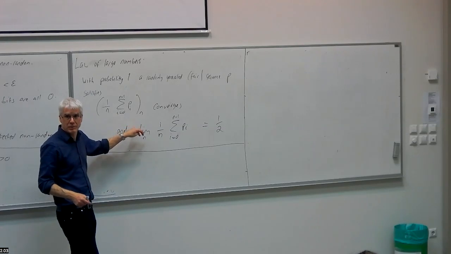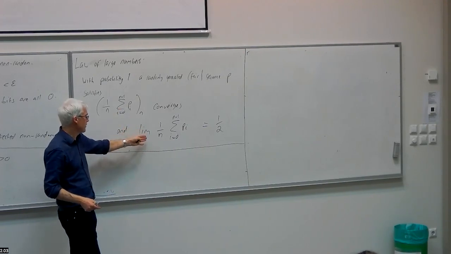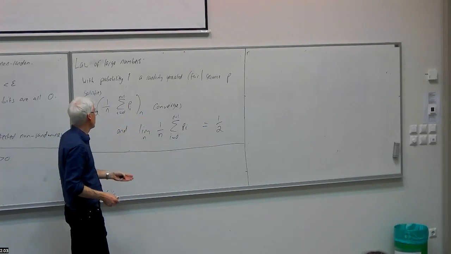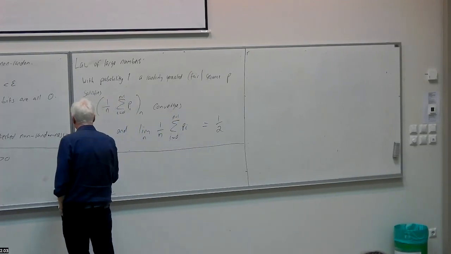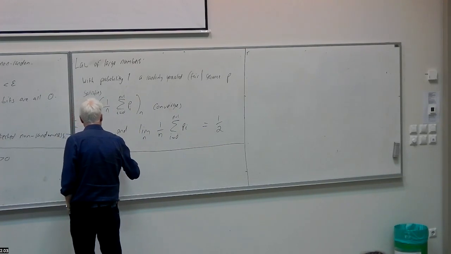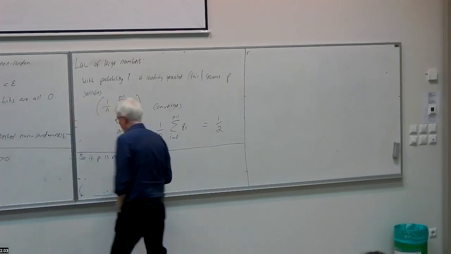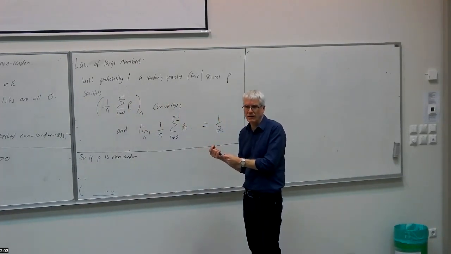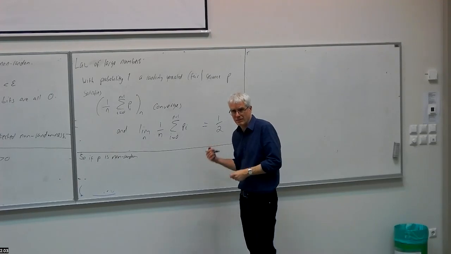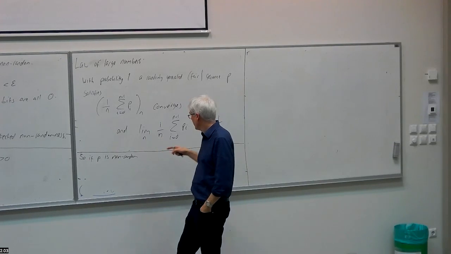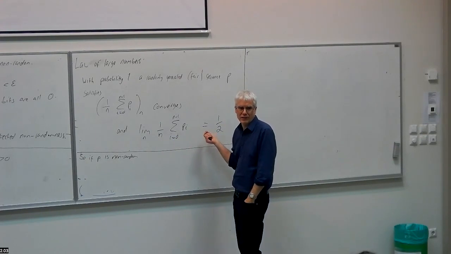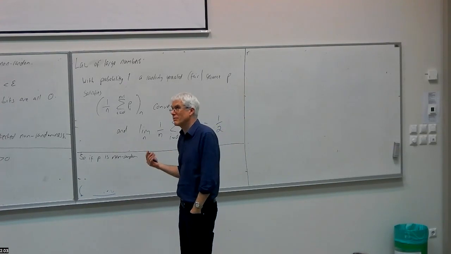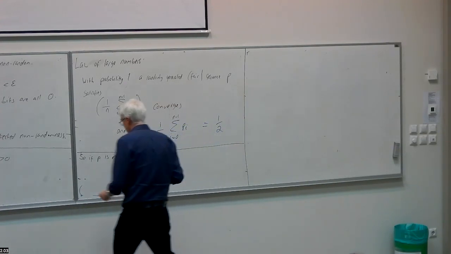We can turn this into a testable property for non-randomness. This property is satisfied by a random sequence, so a non-random sequence will satisfy that this sequence doesn't converge to 1/2. And what does that mean? Well, if P is non-random, then there must exist some delta greater than 0, a distance from a half, such that the averages differ from a half by at least delta infinitely often. That's the negation of the sequence converging.